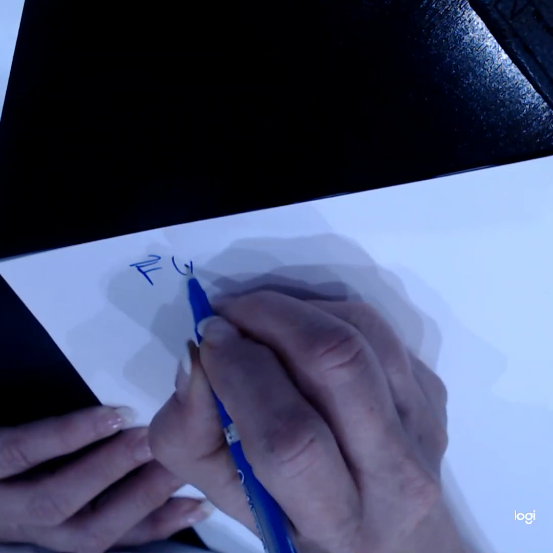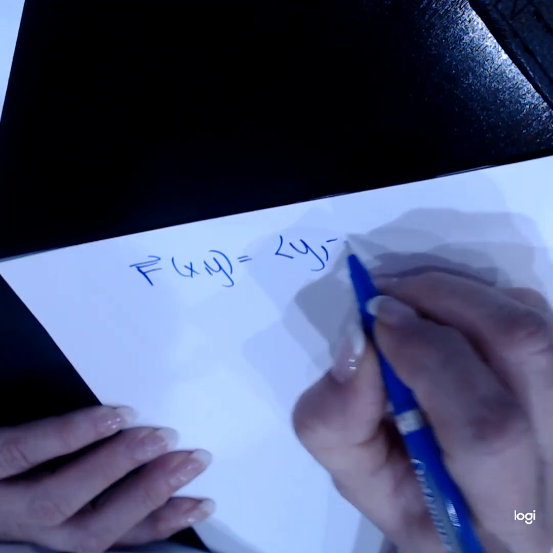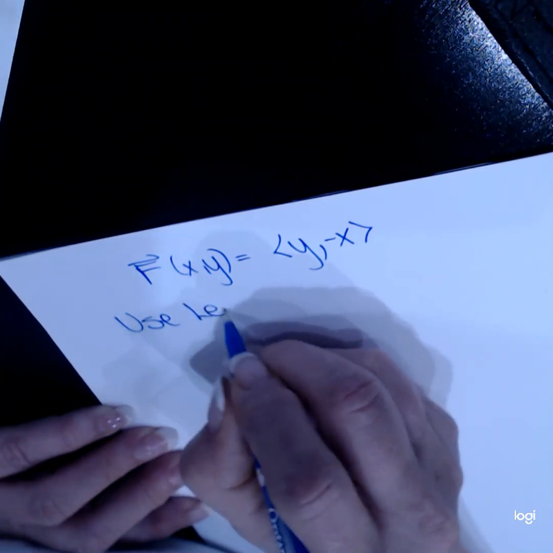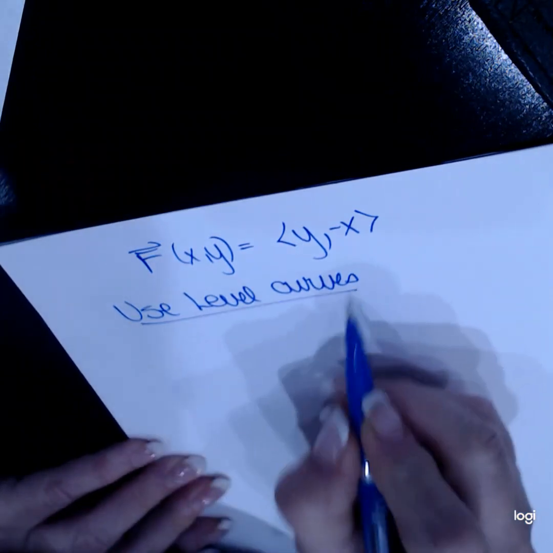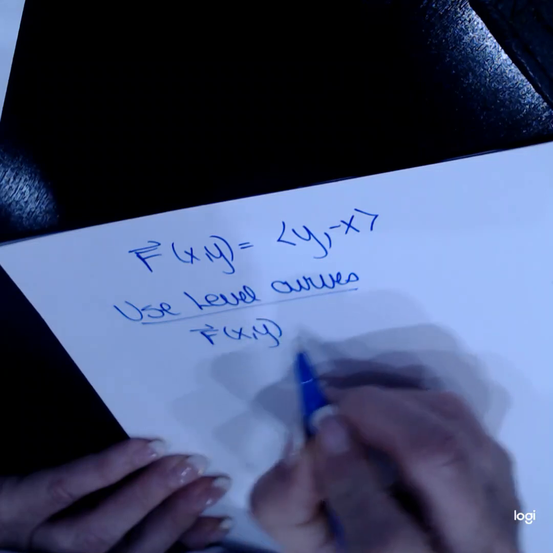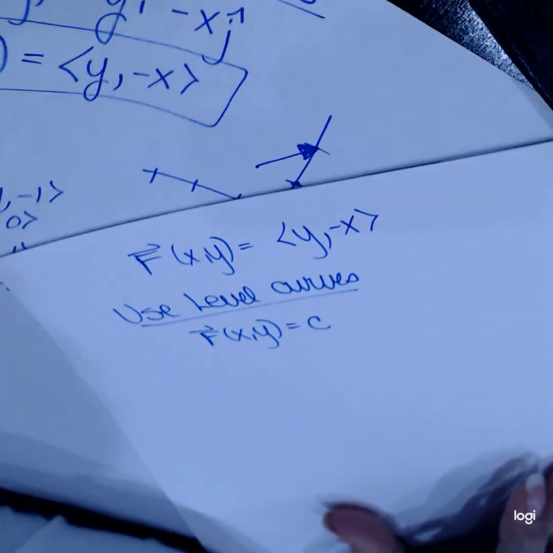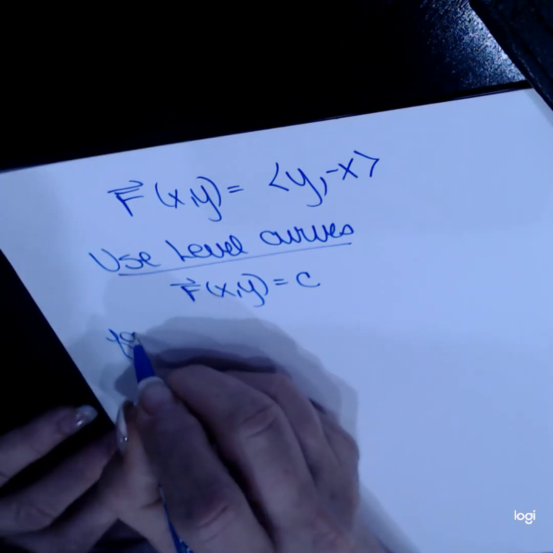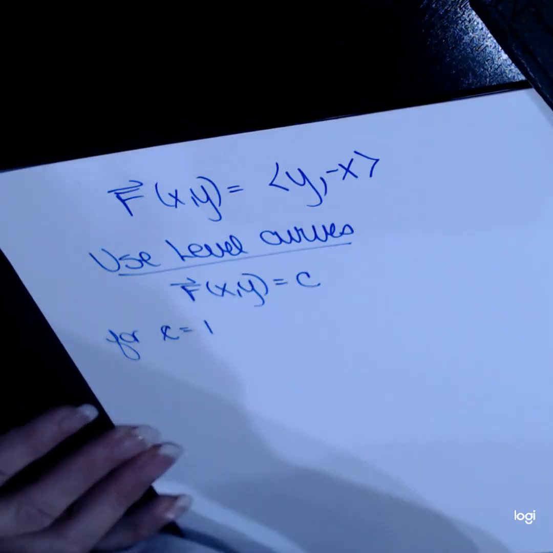Our vector field was defined using the vector ⟨y, -x⟩. And so what I want to do is to use level curves, which is going to be a lot smarter way to do this. Level curves are going to take on the form f(x, y) equal to some constant. So let's go ahead and pick a couple of constants here. For example, for c, let's try that one, equal to 1.